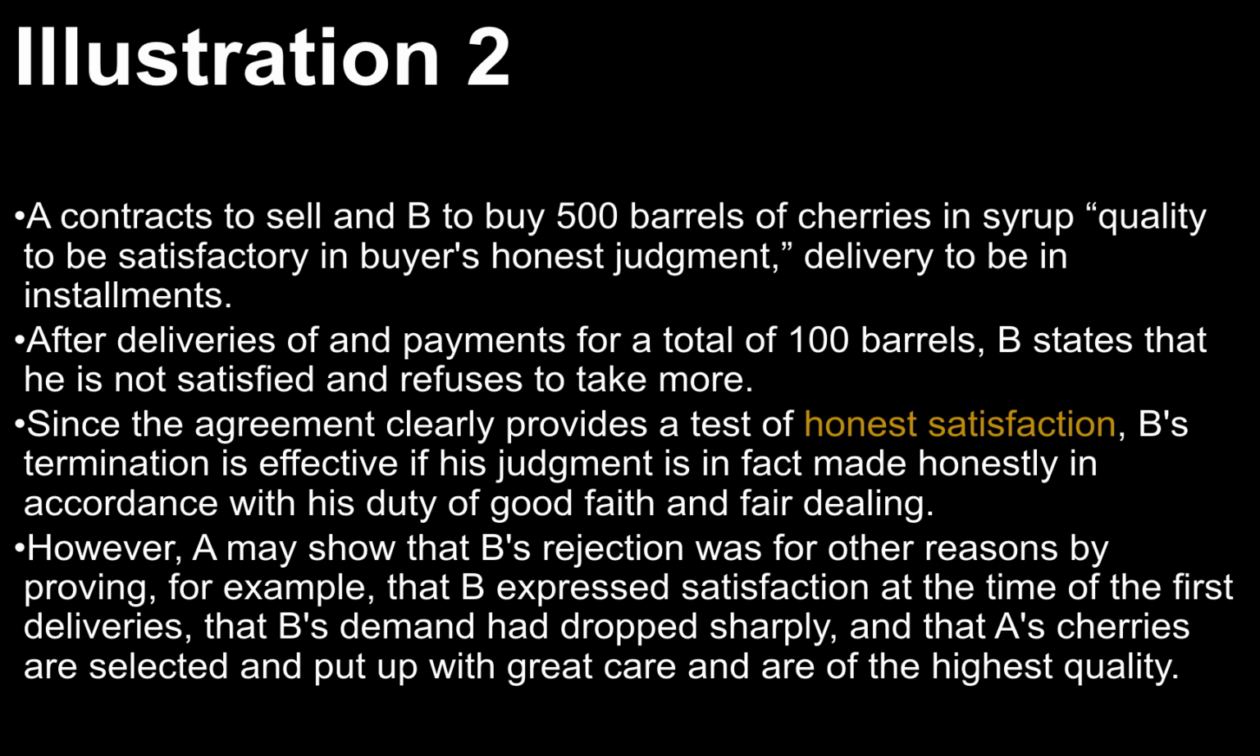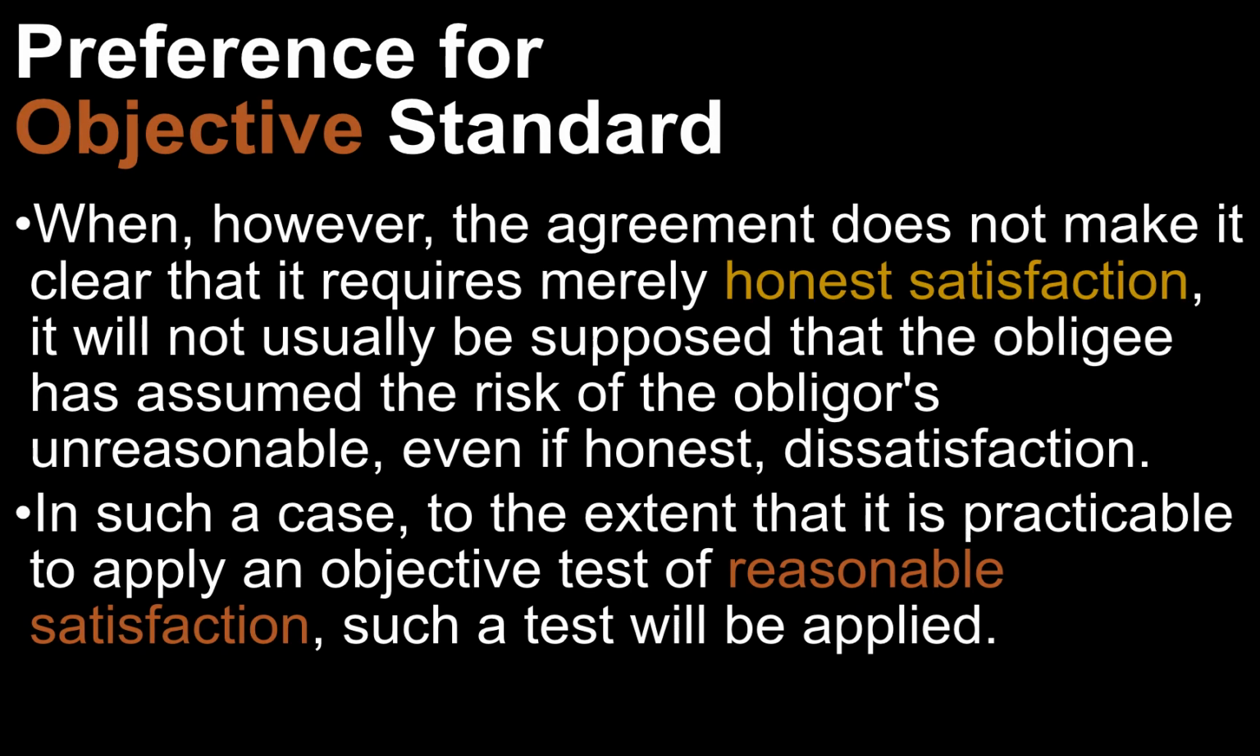In both of these illustrations, the contract clearly said that we are going to use a subjective standard. However, when the contract does not make it clear that it requires honest satisfaction and a subjective standard, it will not usually be assumed that the obligee has assumed the risk of the obligor's honest but unreasonable dissatisfaction. In such a case, in fact in most cases, and to the extent that it is practicable, we apply an objective test of reasonable satisfaction.